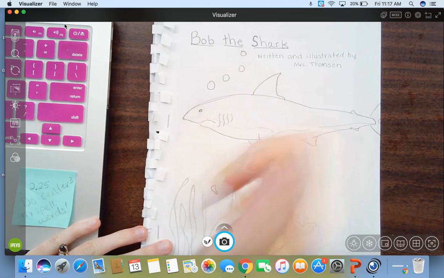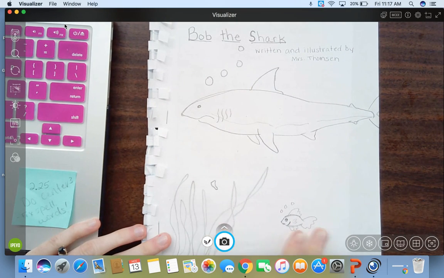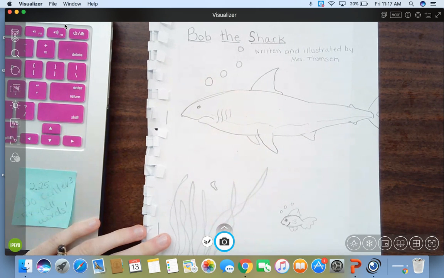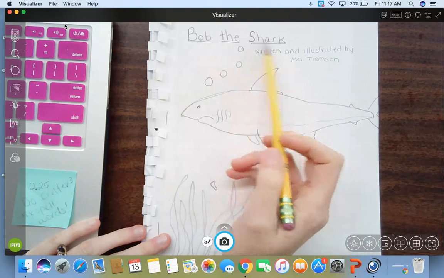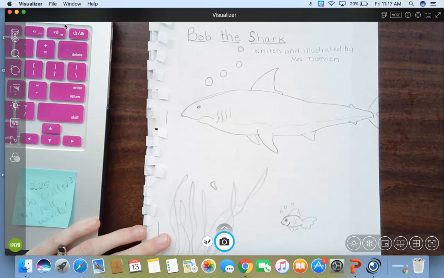So we have Bob the Shark. We made a book. This is my cover. I drew a picture. You guys at home can feel free to start your books as well. I put a title. I put written and illustrated by Mrs. Thompson, and I drew a picture to make it look good.